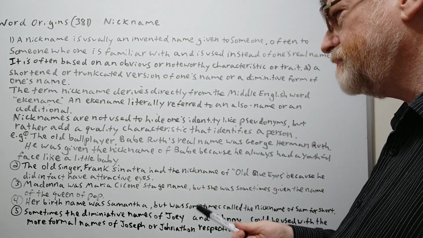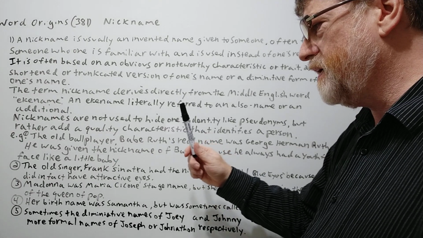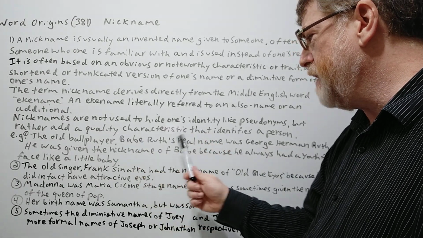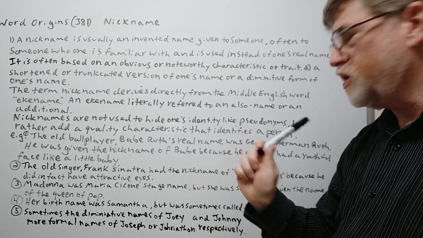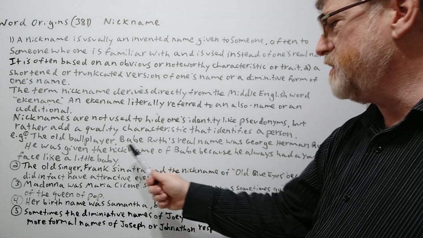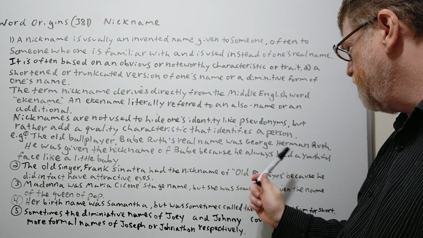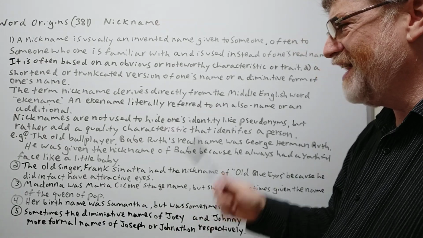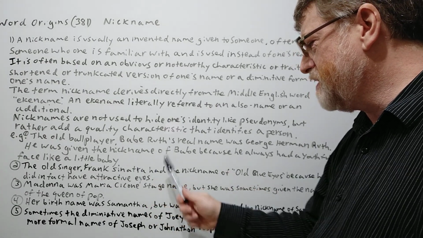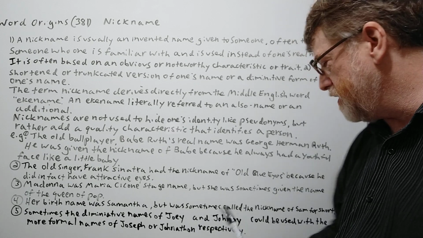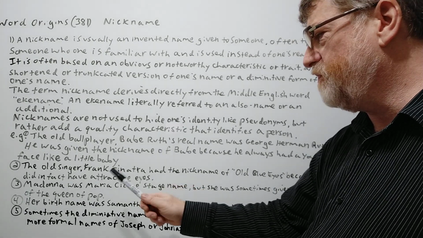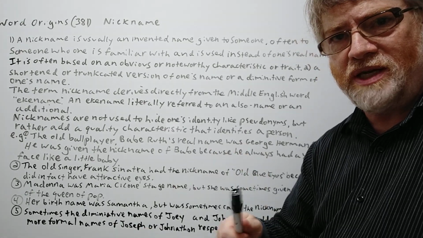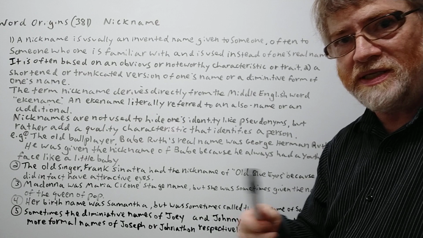Let's continue. All right, and we got 5 examples here to show just how it's used. Here's the first one. That old ball player Babe Ruth's real name was George Herman Ruth. He was given the nickname of Babe because he always had a youthful face like a little baby. Okay, number 2. The old singer Frank Sinatra had the nickname of Old Blue Eyes because he did, in fact, have attractive blue eyes.